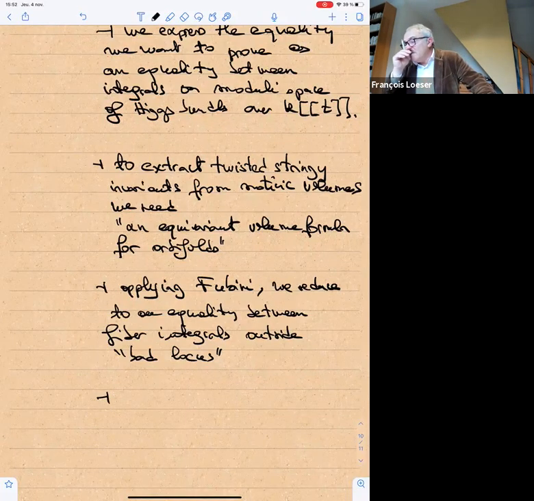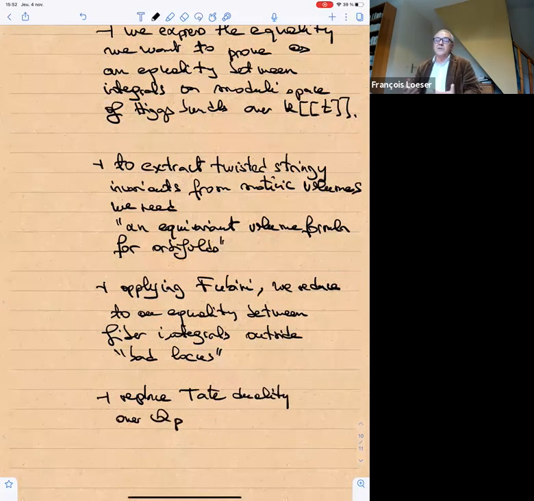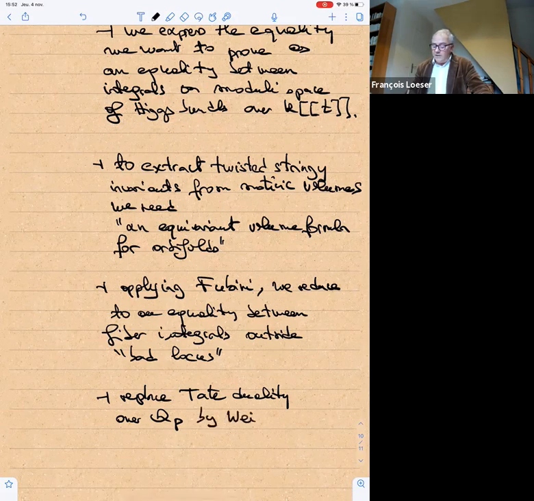And so to do that, Groechenig, Wyss, and Ziegler in the p-adic case relied on Tate duality. And so we replace Tate duality over Q_p, which is something with a strong arithmetic flavor, by the Weil pairing of Gamma.